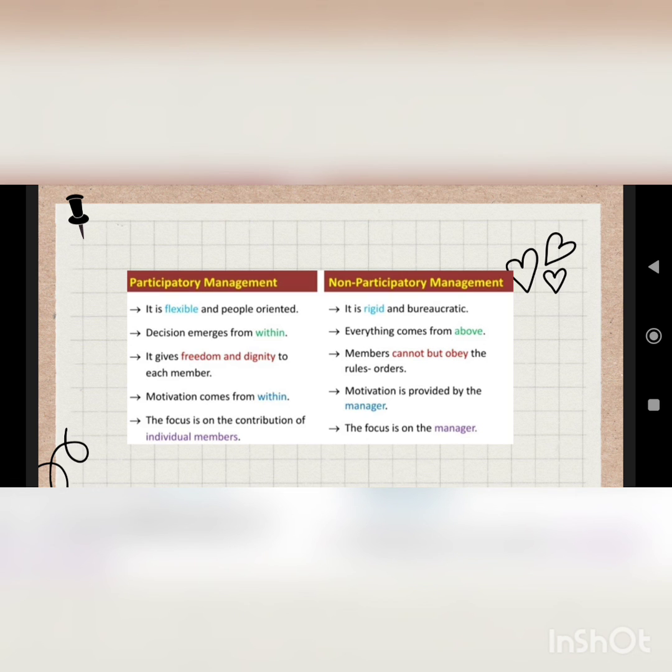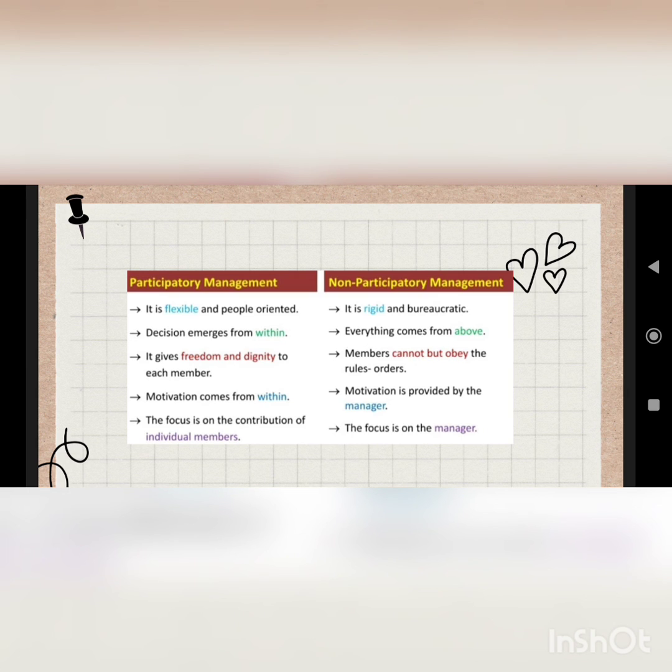Third, it gives freedom and dignity to each member. So here in participatory management, students will have the freedom or the opportunity to talk and give their insights or information, while in non-participatory management, members cannot but obey the rules and orders. So the members have nothing else to do but to obey what their leader dictates to them.